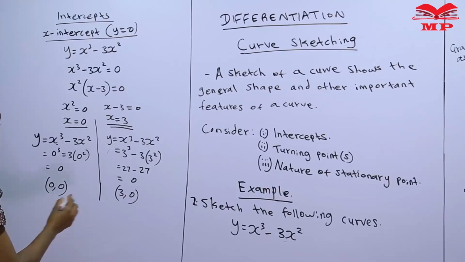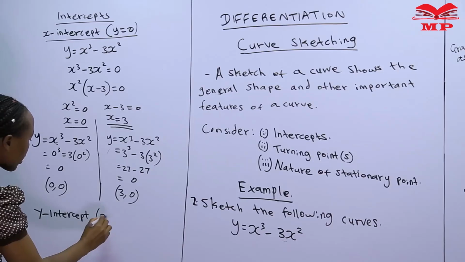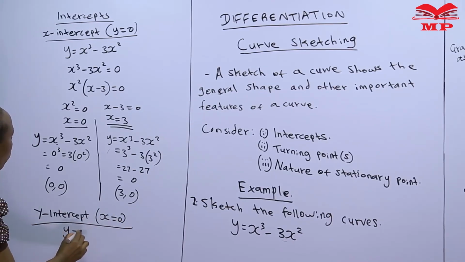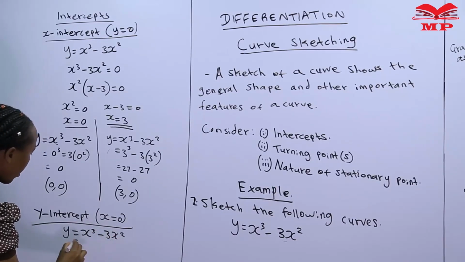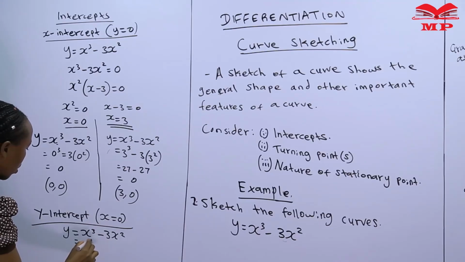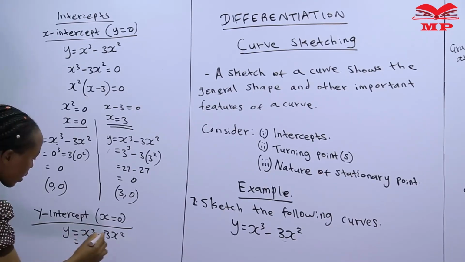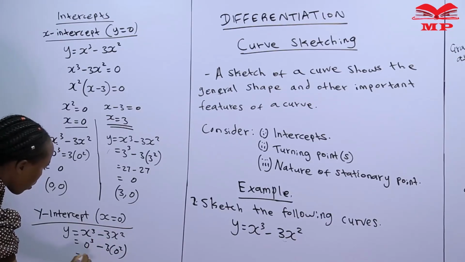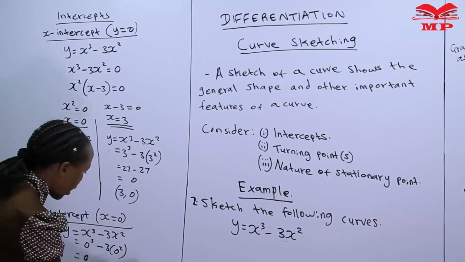Then we move on to the y-intercept. The y-intercept simply means it is when x is equal to 0. So our equation y is equal to x cubed minus 3x squared will therefore be equal to 0 cubed, then we have minus 3 times 0 squared. We end up getting 0. And therefore for the y-intercept we have x is 0 and y is 0.